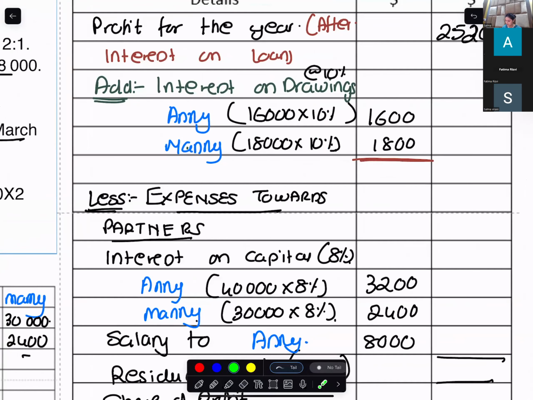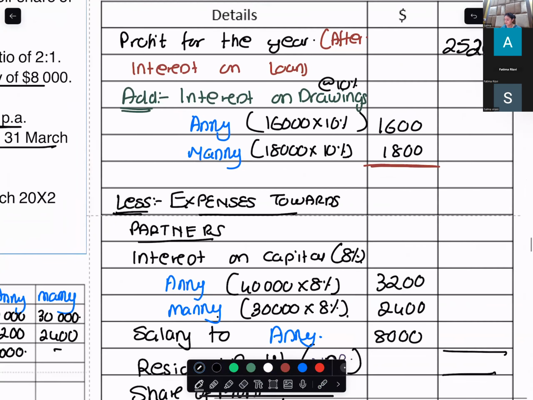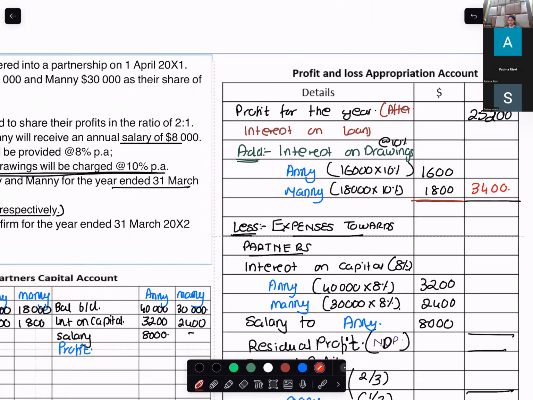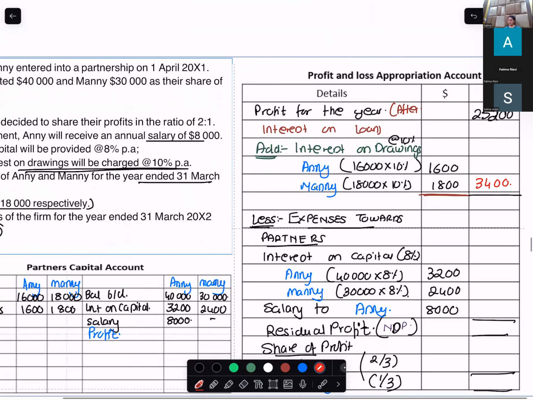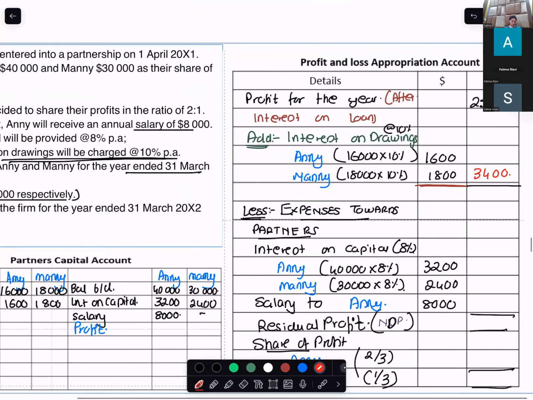Come on, give me the total for this. 1,600 plus 1,800 is how much? 3,400. Fatima, 25,200 plus 3,400 is how much? Have you not done it? No, I got a different answer. That's why I did it wrong. Okay, Mahat, give me the total. 25,200 plus 3,400. 28,600.